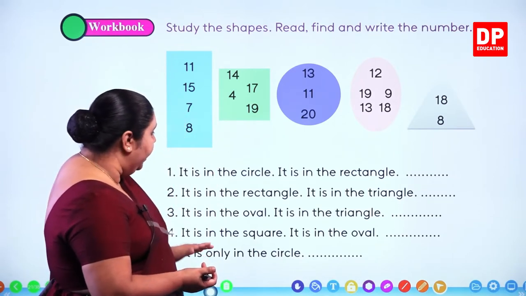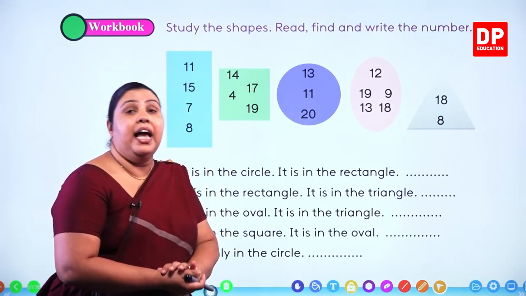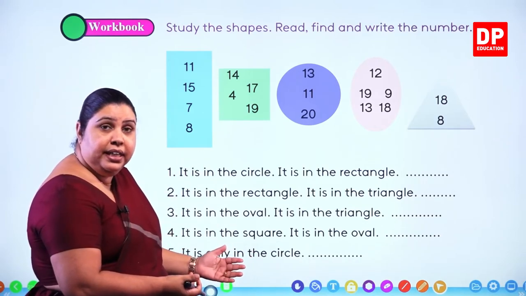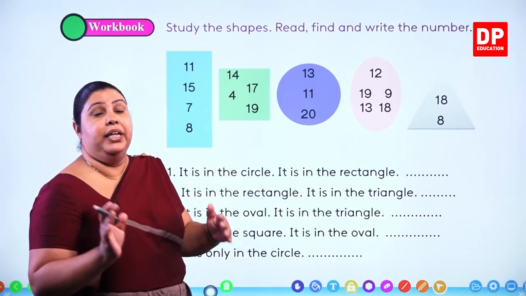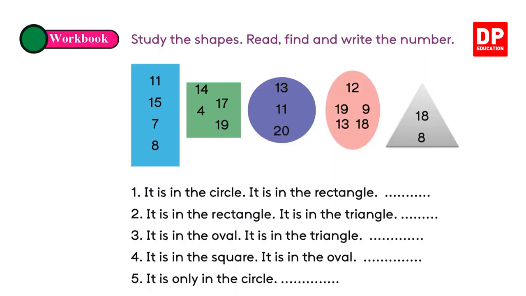Now there are 5 sentences that we have to find and fill the answers using the numbers. Let's read them and see. We will do them individually, but first we will read and see what we have to do. It is in the circle. It is in the rectangle.